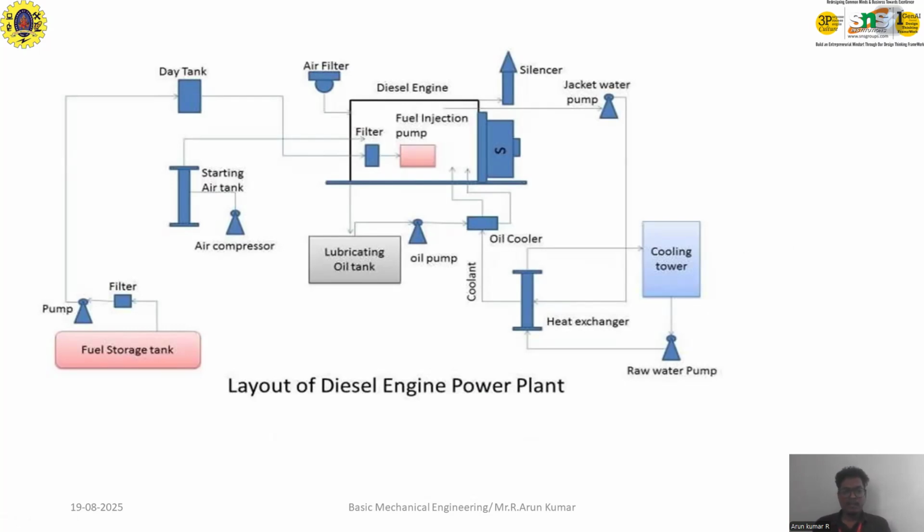Now we can consider two scenarios, the primary and the secondary. For the primary circuit, I have to consider the fuel tank, the air filter and the silencer. For the secondary circuit, we have to consider two pieces of equipment, the lubrication oil tank and the cooling tower.